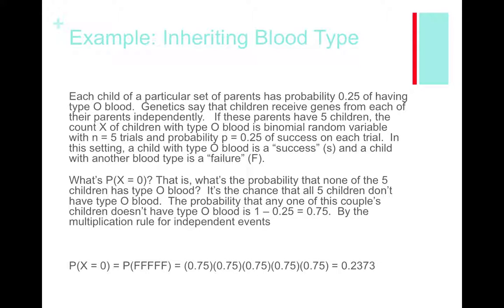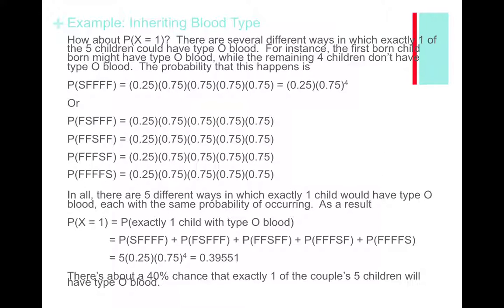So the multiplication rule for independent events that we learned back in chapter 14 would tell us that I'm going to multiply the probability of a failure, or not type O blood, 5 times. So the probability that the first child will have a blood type other than O would be 0.75, times the second child, times the third child, times the fourth, the fifth, would give us a probability that all 5 children would not have type O blood of 0.2373. Makes total sense to us. That's not anything new, okay?